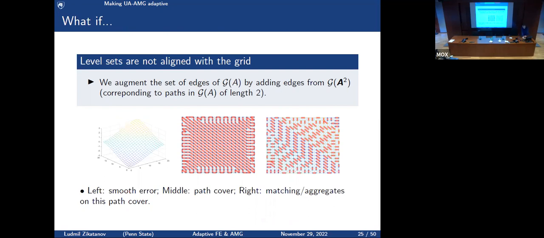Okay, sometimes one needs to do tricks to take all the parts of distance 2 and put them together in order to have nice so-called aggregation. Okay.